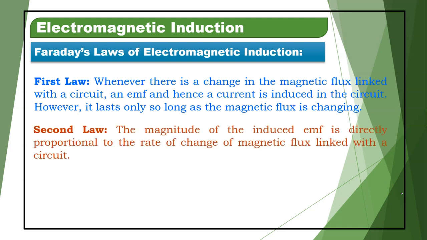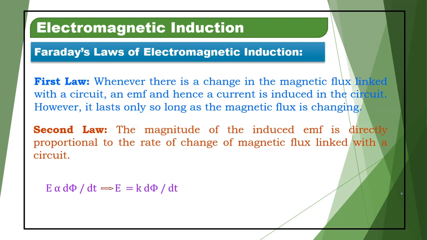Second law: the magnitude of the induced EMF is directly proportional to the rate of change of magnetic flux linked with the circuit. That is, E is proportional to d phi by dt. What is the phi here? Yes, that is the magnetic flux.